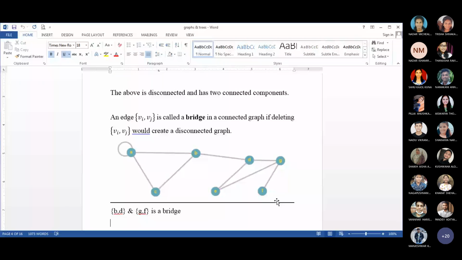Okay, so an edge is said to be a bridge if deleting that edge will result in a disconnected graph, then only it is said to be a bridge. So these were the things which we had discussed in the previous class.